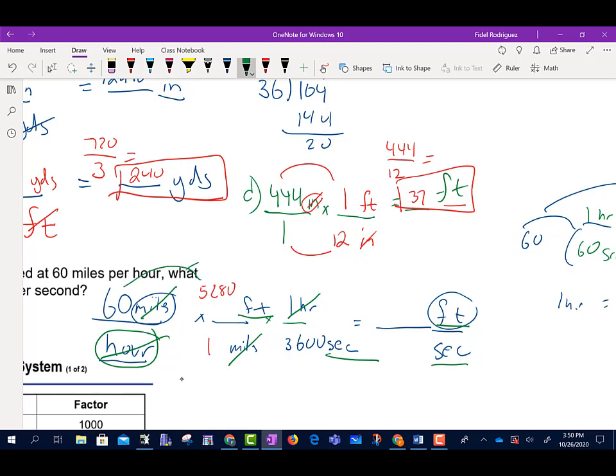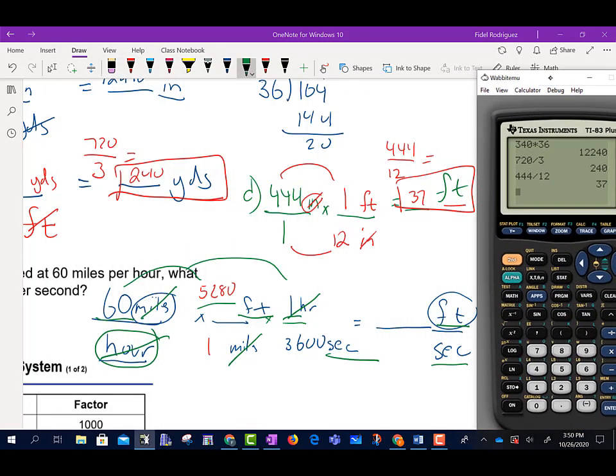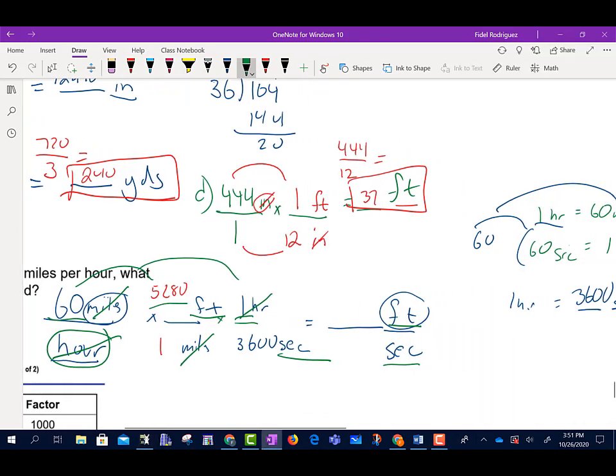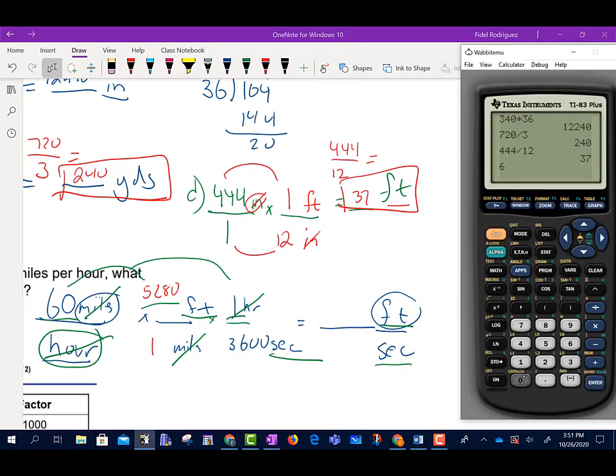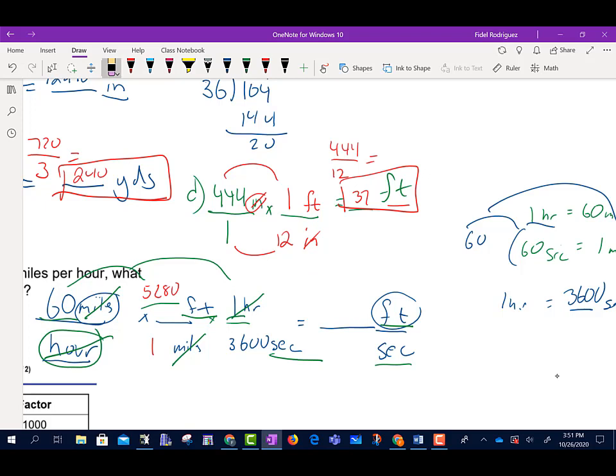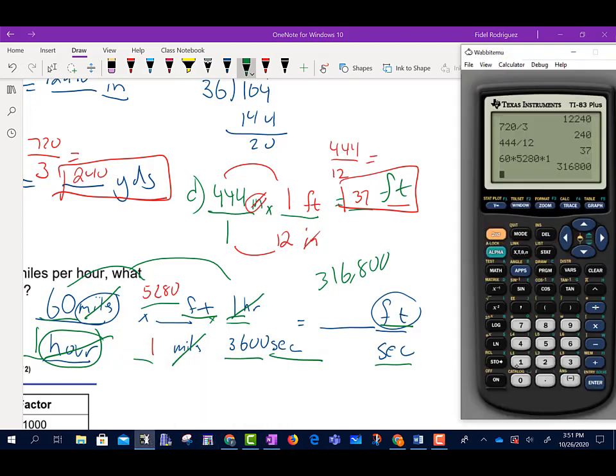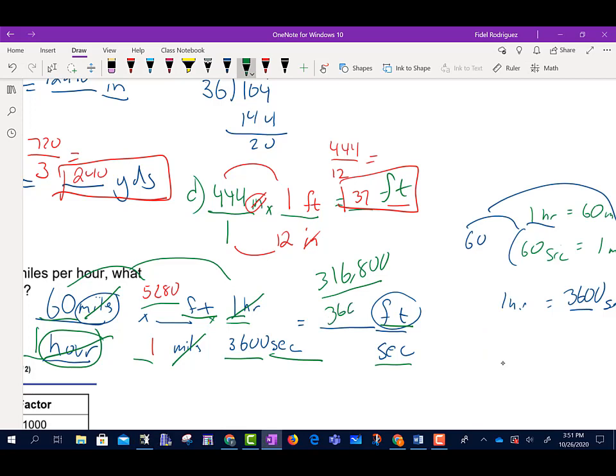So now we're going to multiply straight across. Okay, so I'm going to take 60 times 5,280 times 1. That's going to be 316,800. Okay? And then I'm going to multiply my denominators. Remember, the denominator here is 1. So 1 times 3,600 is still 3,600.